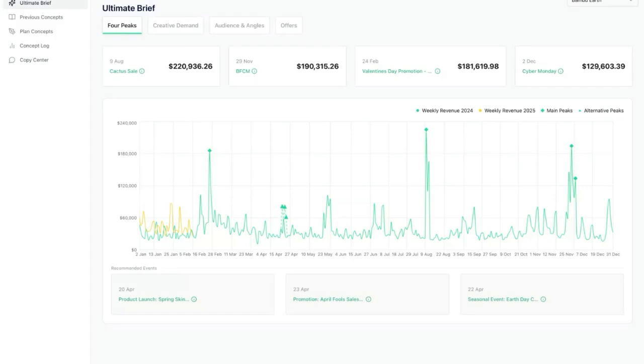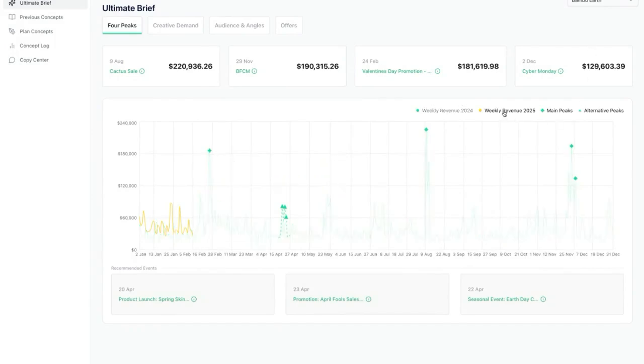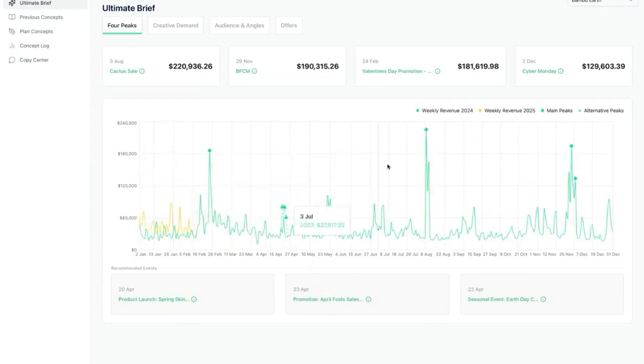So we begin with a classic, a CTC classic, a view of 4 peaks. And so this allows a creative strategist to begin by understanding the key drivers of moments for a business. So in this case, you can see Bamboo Earth has Black Friday, Cyber Monday. We've got our cactus concentrate sale that comes every August. You can see the little demarcation there. And then we've got our Valentine's Day promotion from 2023. Now we can look at 2024. We can look at the revenue for 2025, see where there's been a difference.